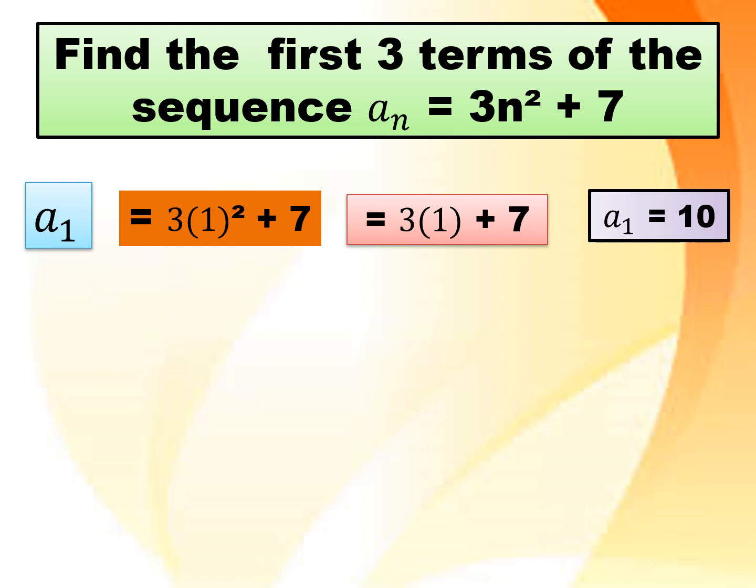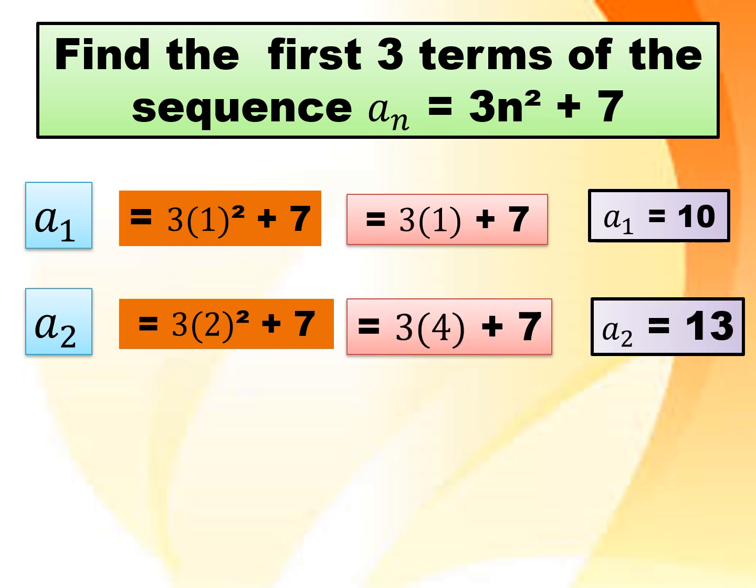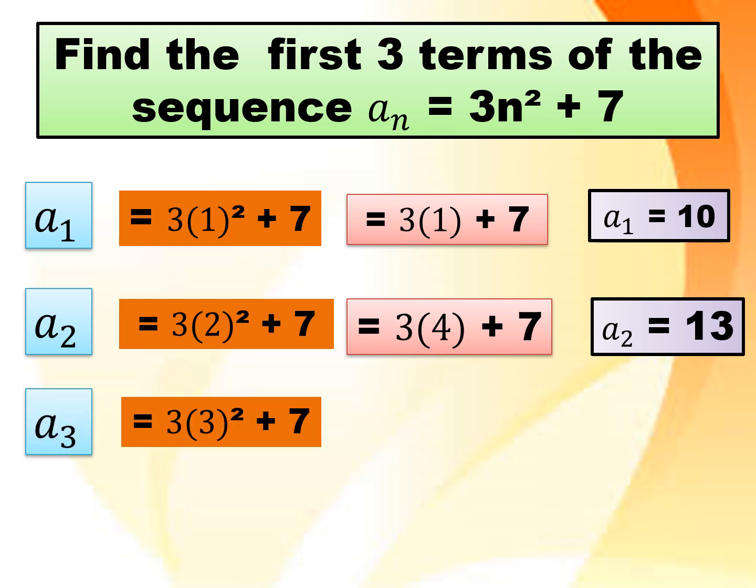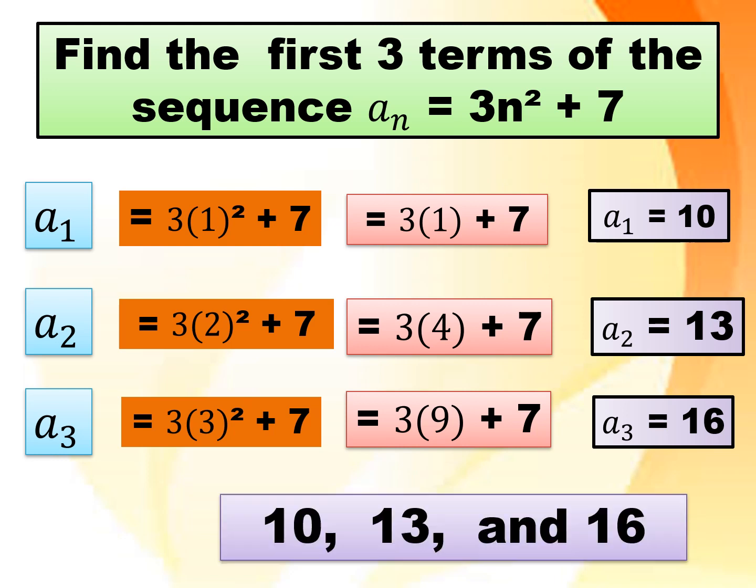A sub 2 will now be 3 times quantity 2 squared plus 7. Simplifying the exponents, we will have 3 times 4 plus 7, which is equal to 13. A sub 3 will be 3 times the quantity 3 squared plus 7. Simplifying the exponents, we will have 3 times 9 plus 7, which is equal to 16. Therefore, the first three terms of the sequence are 10, 13, and 16.